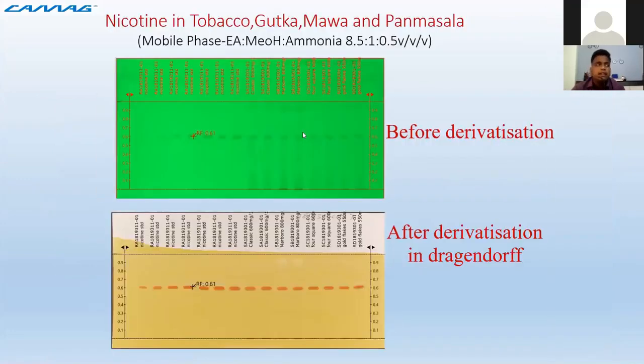Then this is another example, of nicotine in tobacco, gutka, mawa and pan masala samples. So it is visible in UV also. But after derivatization with Dragendorff's reagent, you can see how a prominent and intense band was observed.